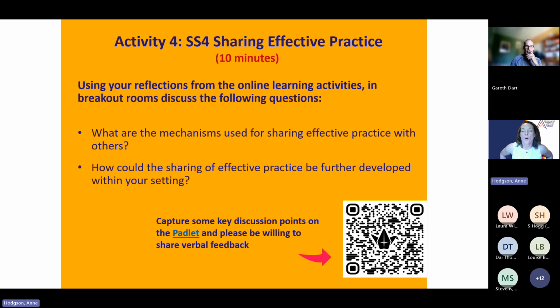Okay, so we're just going to have a quick 5 minutes on this, and we won't have time to give any verbal feedback, but if you can capture some of your reflections on this before we go for the break, that would be fantastic. I'll call you back in 5 minutes. So we want you to reflect on what are the mechanisms used for sharing effective practice with others in your settings, and how could that be further developed? So really thinking about that mechanism for sharing within your settings.